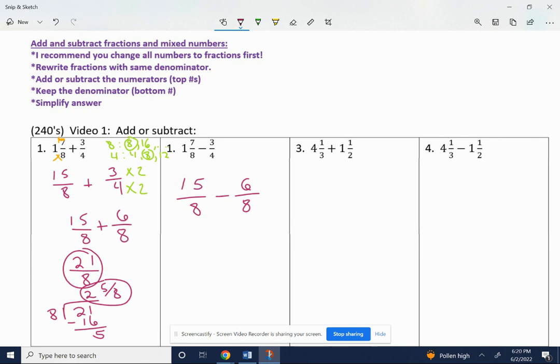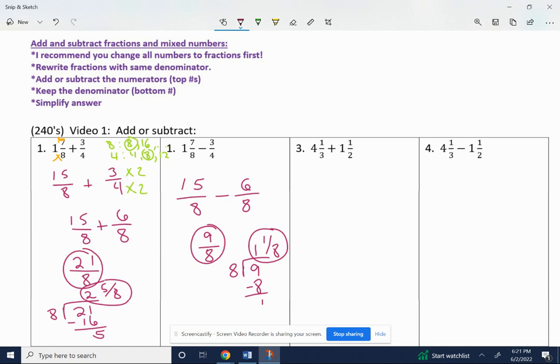But this is a subtraction problem, so it's going to be 15/8 minus 6/8. You just take 15 minus 6, which is 9. So 9/8 is a reduced improper fraction. That's perfectly good. If you wanted to change that to a mixed number, it would be 1 1/8.